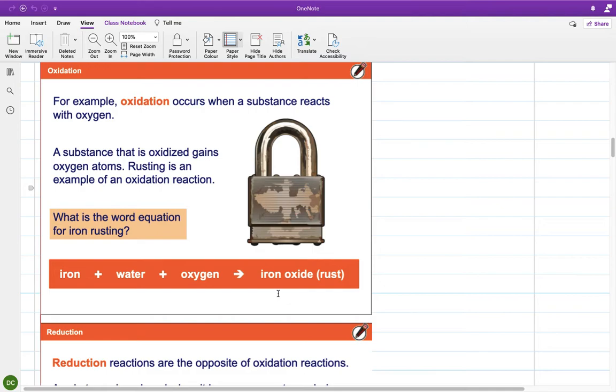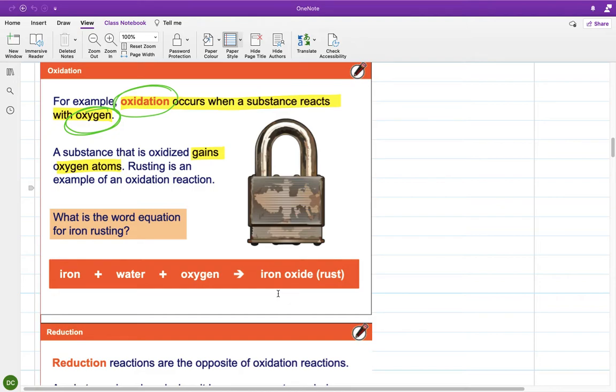So the first one here is oxidation. This is an important reaction. An oxidation reaction occurs when a substance reacts with oxygen. So you can hear it: oxidation, when a substance reacts with oxygen. When a substance is oxidized or undergoes oxidation, then it gains oxygen atoms, so it gets extra oxygen atoms, and rusting is an example of an oxidation reaction.